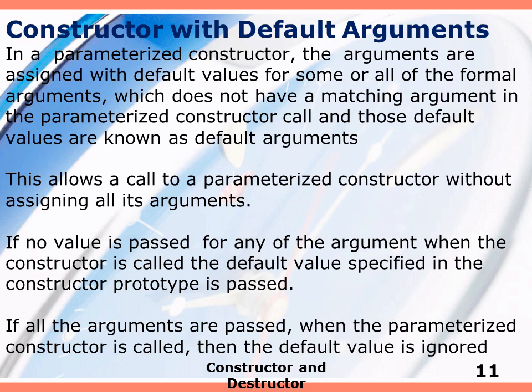So the user may assign those arguments, or may not assign those arguments. If the arguments are assigned by the user, those shall be considered. Otherwise, the default arguments will be taken up. So if no value is passed for any of the arguments when the constructor is called, the default value specified in the constructor prototype is passed. If all the arguments are passed by the user, then the parameterized constructor gets called and the default values are ignored.